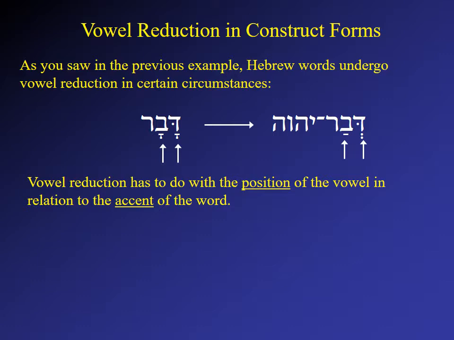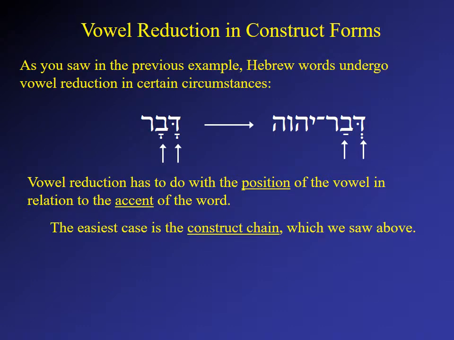Now vowel reduction has to do with the position of the vowel in relation to the accent of the word. So when it is simply by itself, davar, the accent is on the second syllable there, var, and so we have to have a long kamats under the dalet in order to hold open that unaccented syllable, and then the accented syllable can have the long closed syllable.